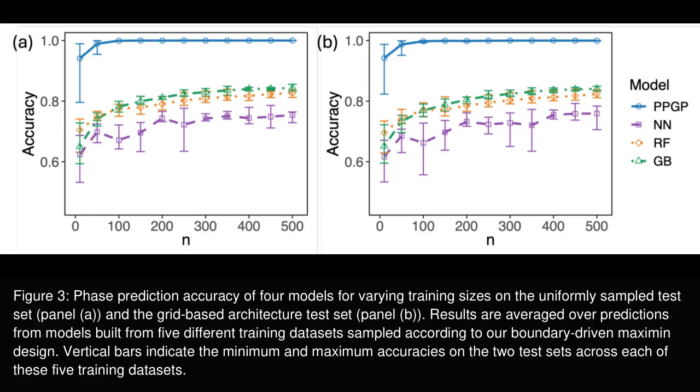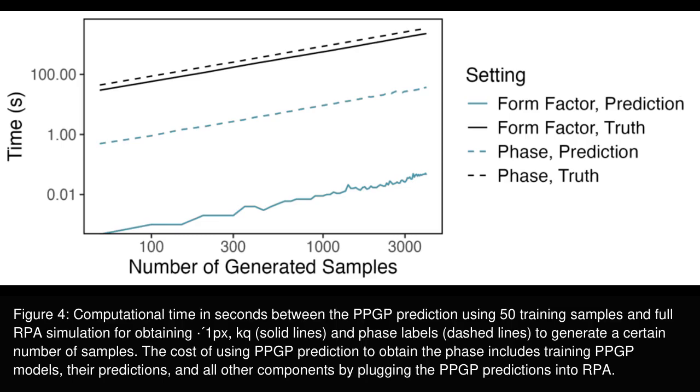The figure shows our whitebox surrogate method significantly outperforms competing approaches across both test sets and all training sizes. Accuracy improves with more training data, but even at small sample sizes, the whitebox model achieves high accuracy in phase prediction. This demonstrates the approach's robustness and efficiency in learning complex phase behavior from limited data while generalizing well to different test conditions.